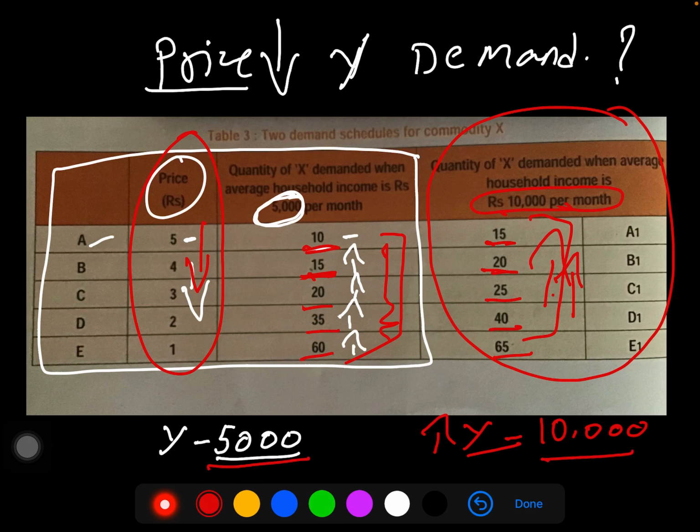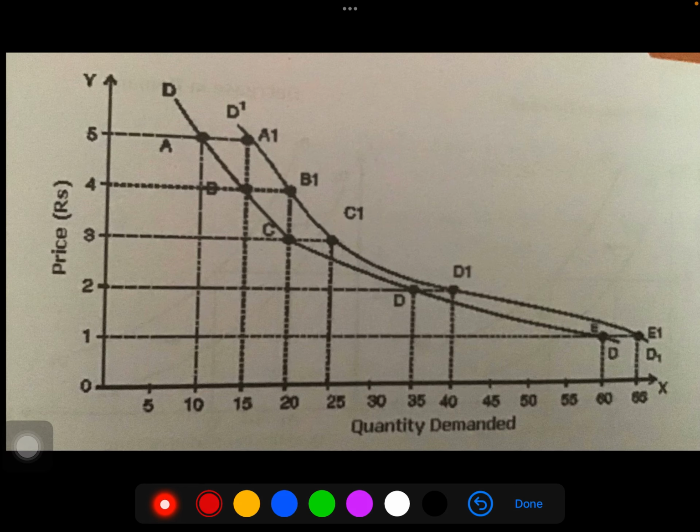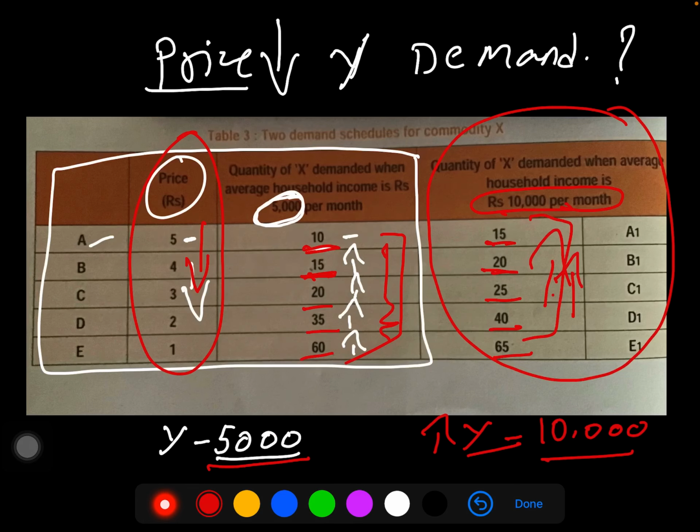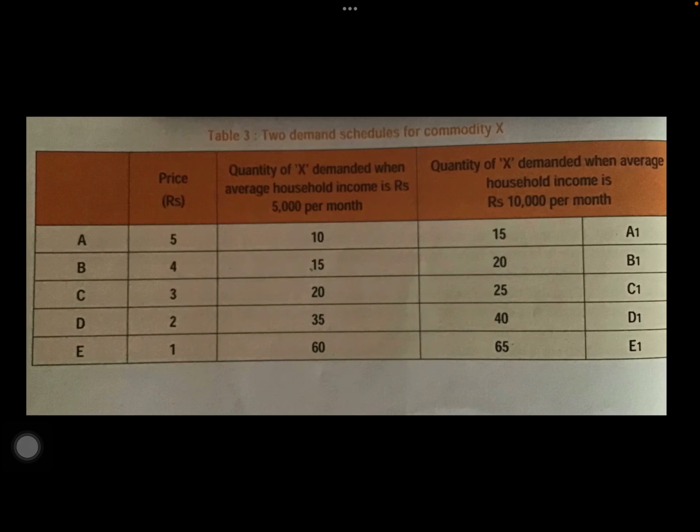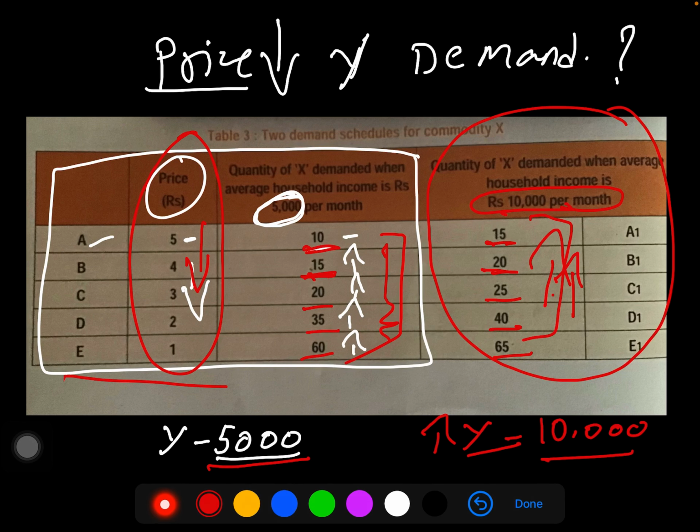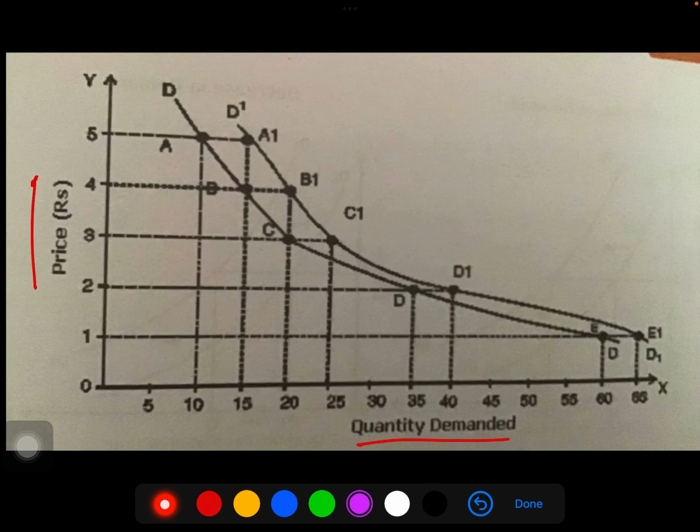Now we'll discuss the same situation with the help of the diagram. You can see the diagram. On the x-axis you have quantity demanded, and on the y-axis you have the price of a commodity. First let me talk about the first situation, A, B, C, D, E, which I am going to discuss.